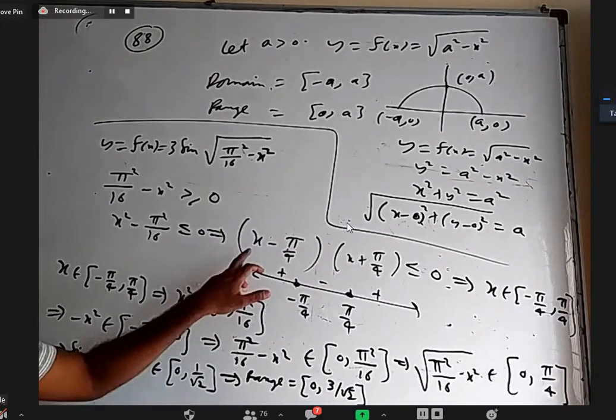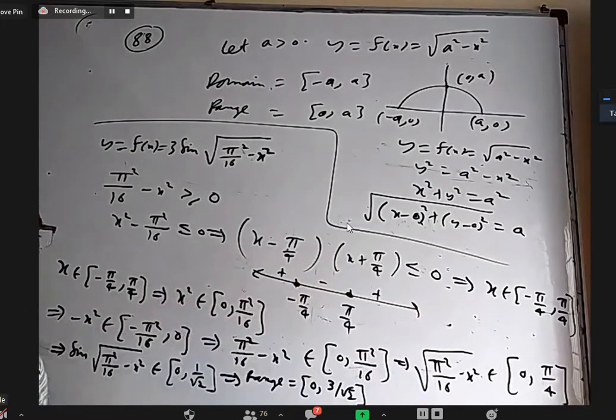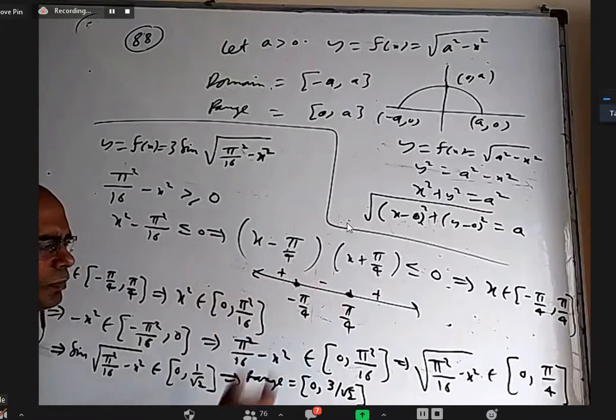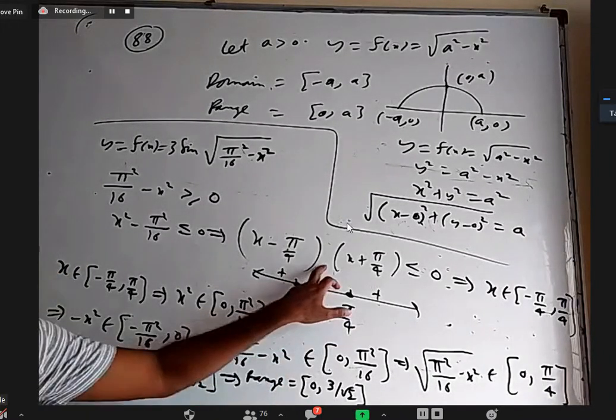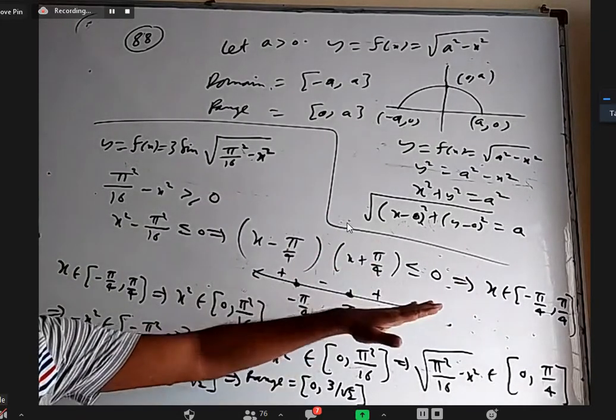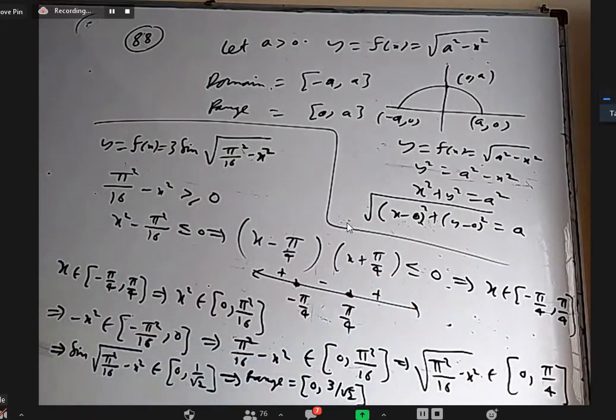And whenever you have x minus a into x minus b less than or equal to 0, on the number line you mark a and b. More than b and less than a is positive, between a and b is negative. We have already done this so many times. So from here we will get x should be in the closed interval minus pi by 4 to pi by 4. That is the domain. Now, what is the range?